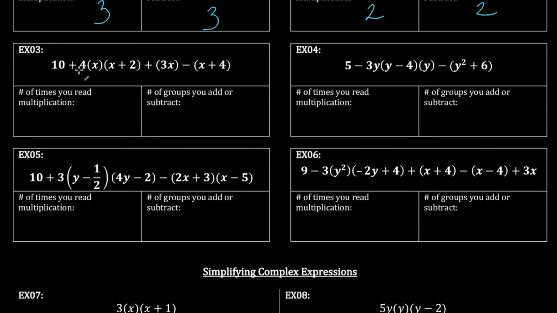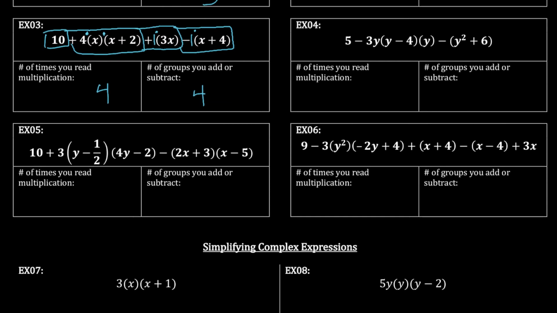This one reads 10 plus 4 times x plus 2 plus, let's put that 1 times 3x minus 1 times x plus 4. We start off with 10. And we add 4 times x plus 2. And then we add 3x, or 1 times 3x. And then we take away 1 times x plus 4. So we read it 1, 2, 3, 4 times, and we have 4 groups. This is kind of a coincidence. It's not always going to be 3, 3, 2, 2, 4, 4. It won't always be that way.